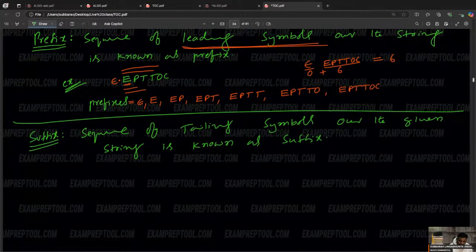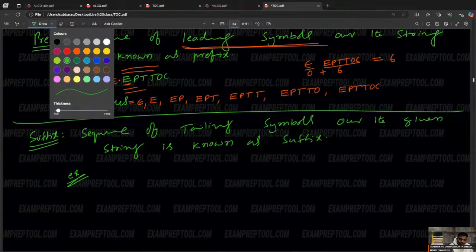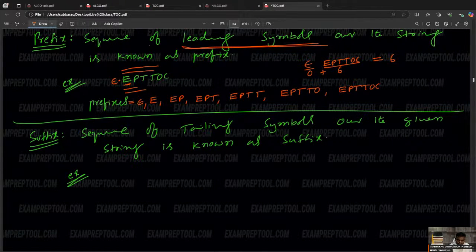So let's take one example: EPT TOC. Now see the suffix. Suffix means you always have to see from the right side. Now see the first suffix. Suffixes are going to be, everyone see this one.